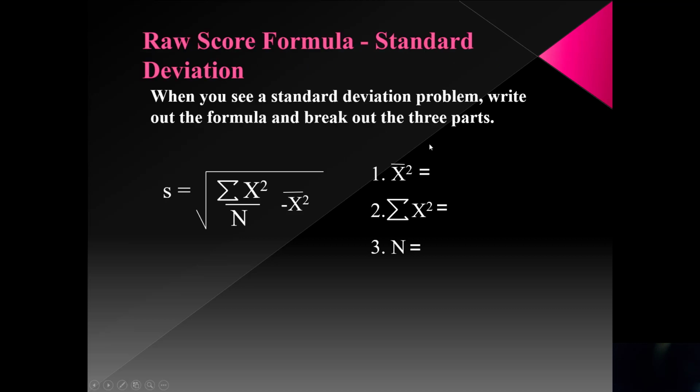Okay, so here's a formula called a raw score formula for standard deviation. And when you see on the midterm or on the problem set a standard deviation problem, I want you to immediately write out this formula. This is the formula for standard deviation. The small s is the symbol for standard deviation. You know, once again, we have this sigma, which means that you have to add everything in front of it. So this is the sum of the squared values.